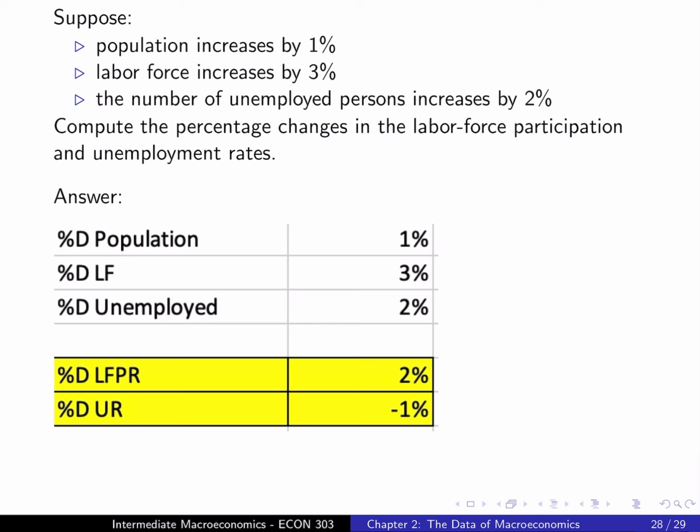For the unemployment rate, recall the formula: unemployment rate equals unemployed divided by labor force. So the percentage change in unemployment rate equals the percentage change in unemployed minus the percentage change in labor force. Substitute the values: percentage change in unemployment rate equals 2% minus 3% equals negative 1%. So the unemployment rate actually decreases by 1%.